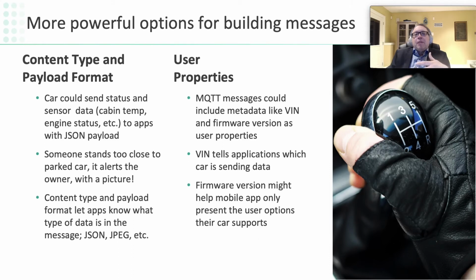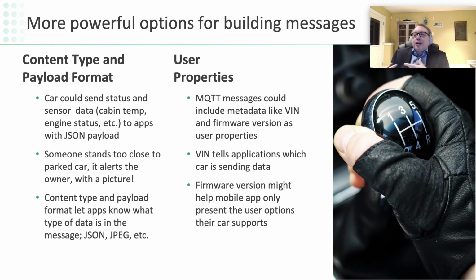The other really powerful thing is that MQTT 5 adds user properties. This is extra metadata that you can attach to any MQTT 5 message you send. In the case of the car, you might want to send things like the vehicle identification number or the firmware version. The VIN number lets the apps figure out which car is sending the data, so you can make sure that you record it against the right car and you exchange data with the right mobile app for the owner of the car.